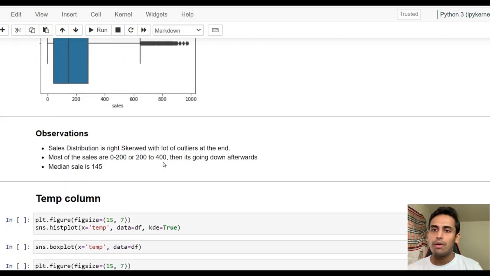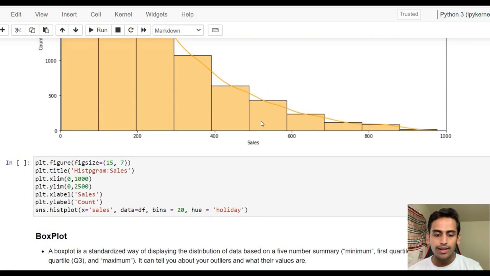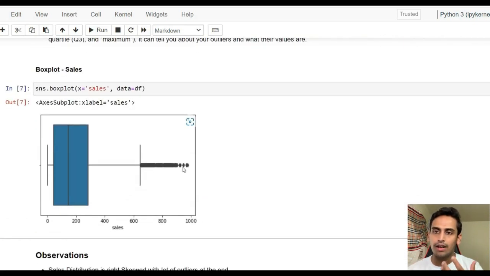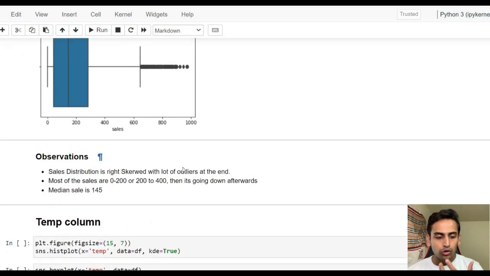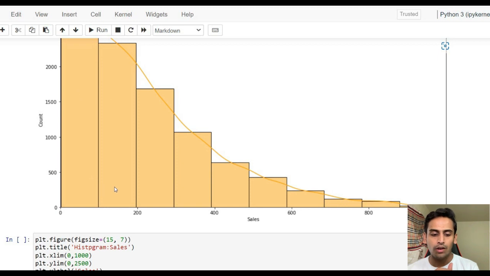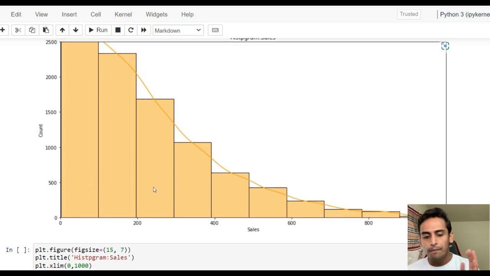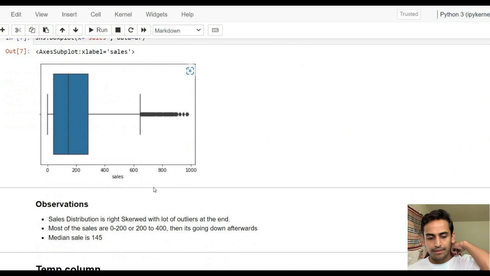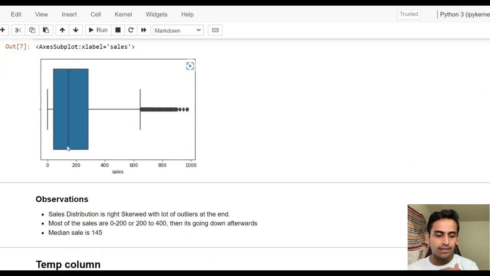What we have concluded about the sales column based on our histogram and the box plot is that the sales distribution is right skewed. We can see the right skewedness, and we can see in the box plot there are outliers in our data set. Most of my sales are happening between 0 to 200, or maybe from 200 to 400, but then it goes down afterwards. Most of my sales on a given day are between 0 to 200, but then afterwards it starts declining. And the median sale is somewhere around 150 to 170.